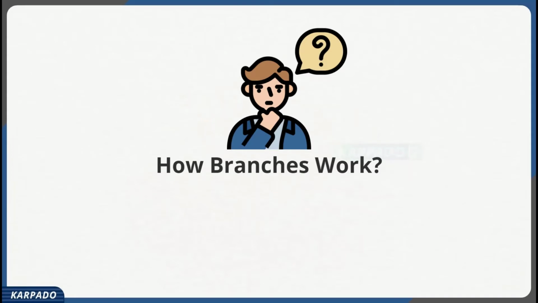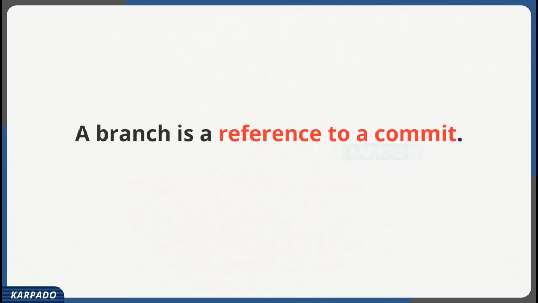Okay, let us try and understand how branches would work. But before that, let us understand what exactly is a branch. If I were to define it, a branch would simply be a reference to a commit. Or in other words, it is just a pointer to a specific commit. Now you might be wondering how come something as simple as this can do so much for us. It does. Let me explain what I mean.